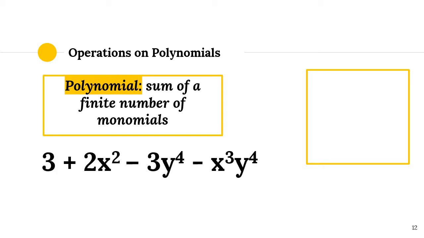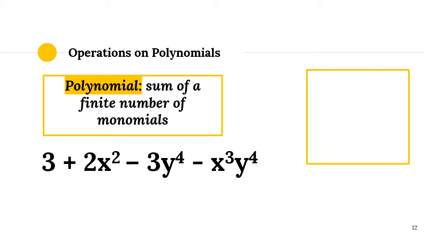So let's have an example here. We have 3 plus 2x squared minus 3y to the 4th minus x cubed y to the 4th. Looking at it, you'd see that there's 3 plus 2x squared. So that's a sum of monomials. But we have minus 3y to the 4th minus x cubed y to the 4th. And you're inclined to ask, if the definition holds true, why is there subtraction in here? And that's a pretty valid complaint and observation.